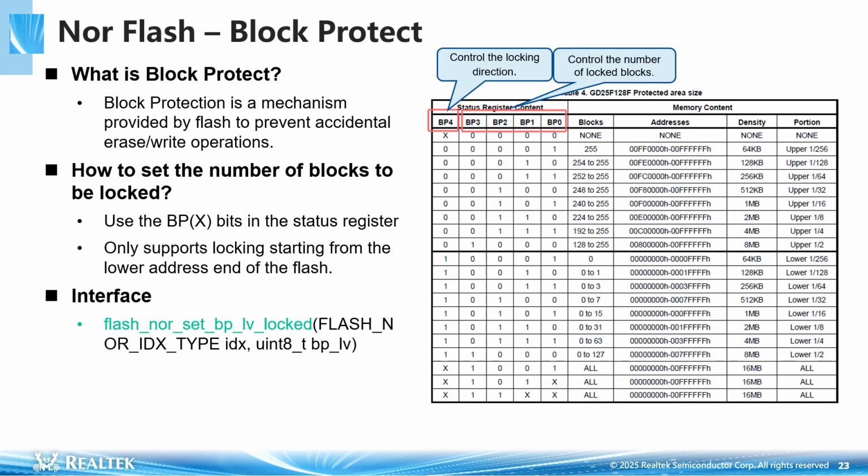NOR Flash provides a flexible block protection mechanism to prevent accidental erase and write operations. The number of protected blocks is typically determined by configuring the BP bits in the flash status register. It is important to note that we only support block protection operations starting from the low address. As shown in the right diagram, the BP4 bit in the status register can be used to identify the direction of locking and is set to 1 by default.